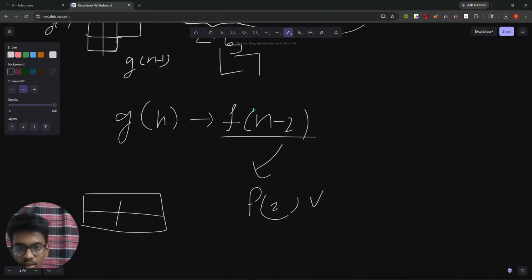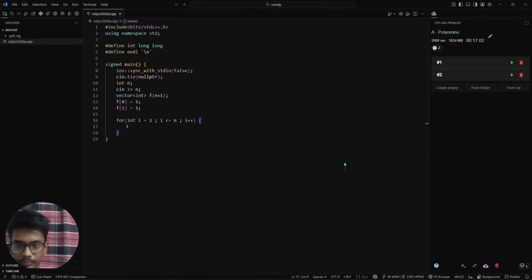As I said, we are calculating f of n minus 2. So f of 0 and f of 1 are the prerequisites. DP requires those two previous states, so we have computed them. Now we need something else, which is G.